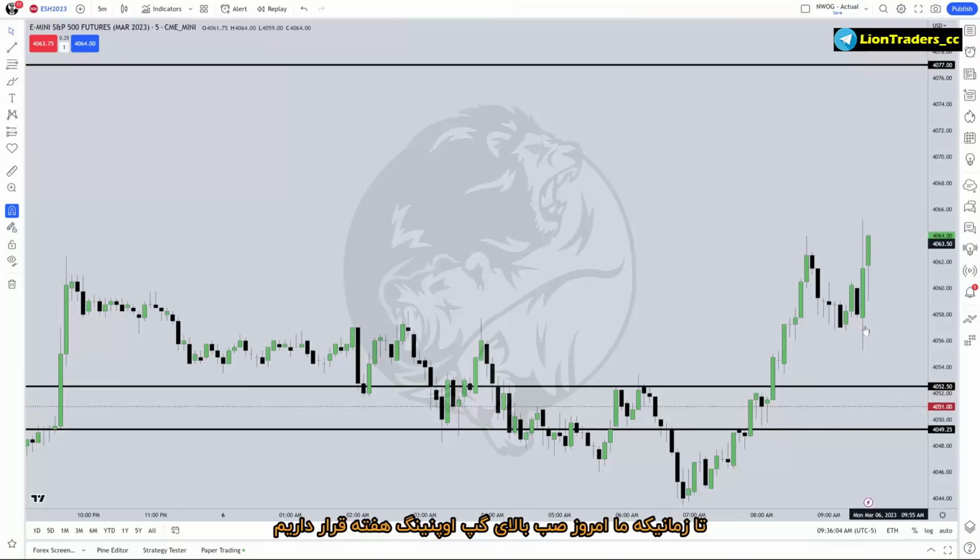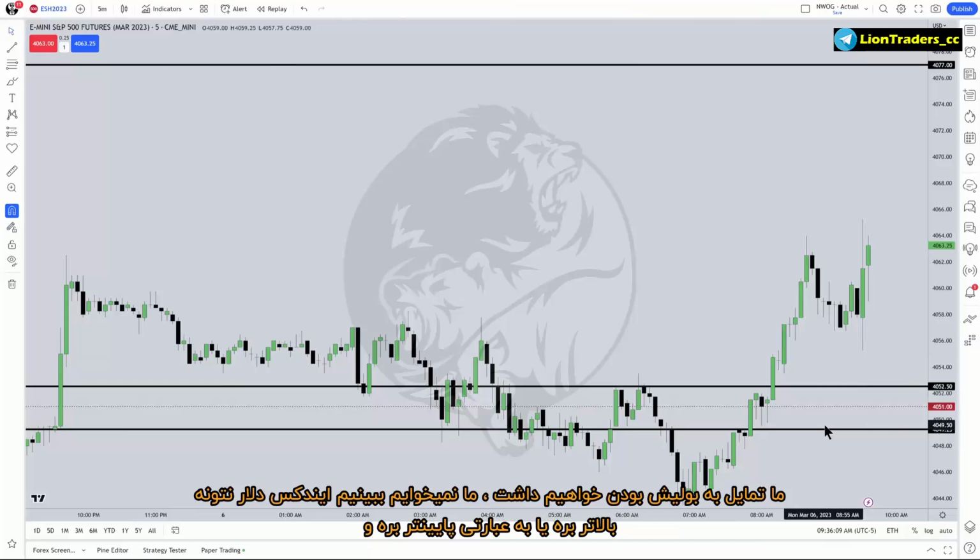As long as we're above the new week opening gap this morning, we side with being bullish, and we would want to see dollar index fail to go higher. In other words, trade lower.